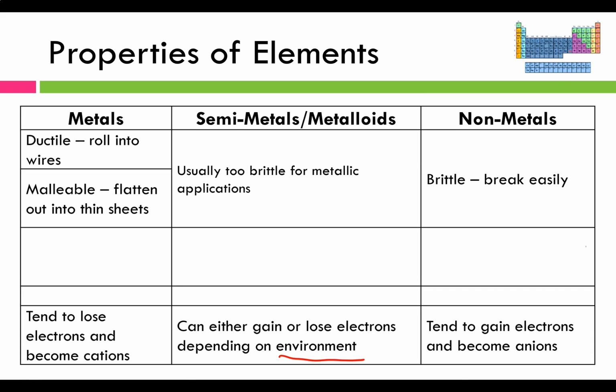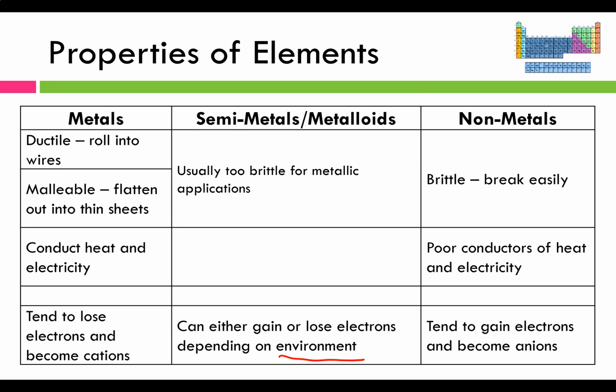With our metalloids, they're usually too brittle for metallic applications. So it would be difficult to make a wire out of a metalloid. They tend to start to flake apart a little bit, but they're not quite as bad as the nonmetals. Again, they're occupying that middle ground between the two extremes. Metals are excellent conductors of heat and electricity. If you think about the pots and pans that you have at home, they're all made of metals because the metal's going to be able to conduct heat.